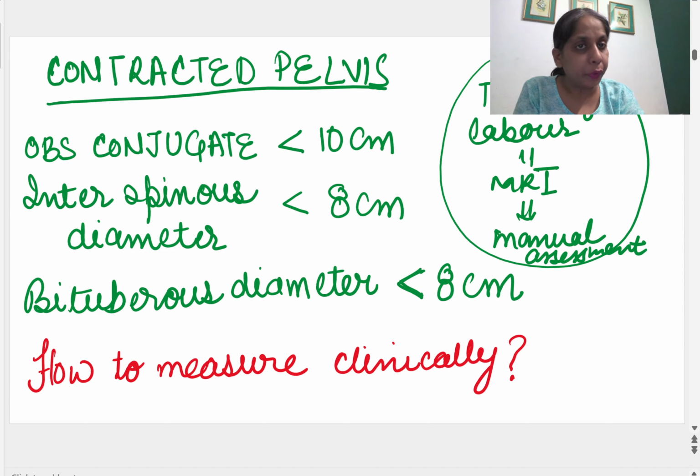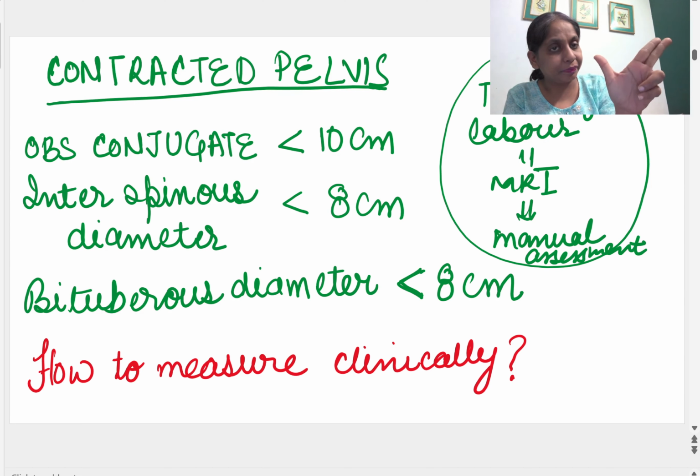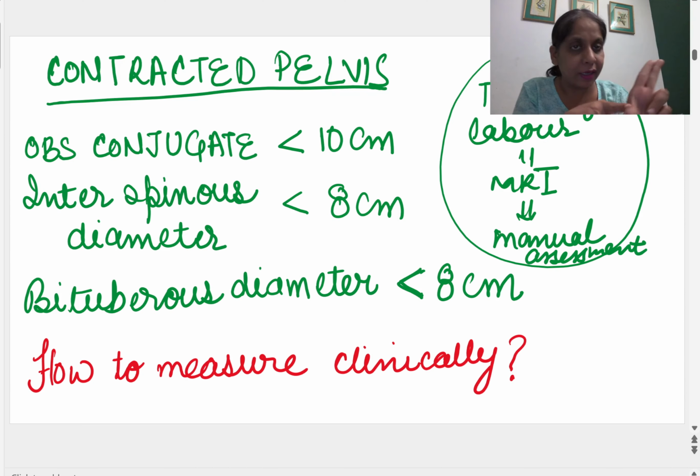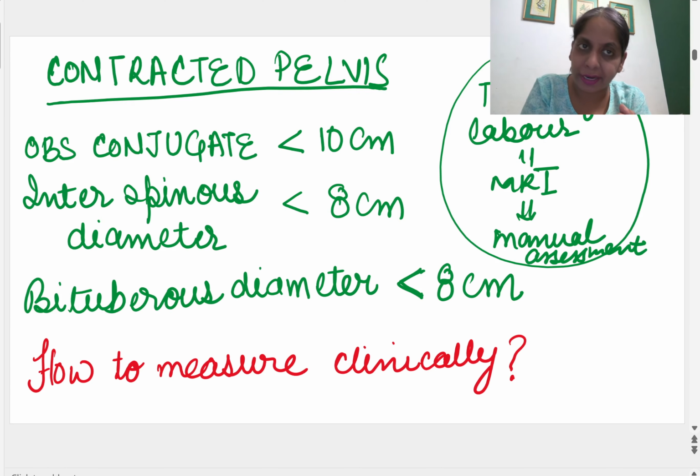Okay, I already told you how you will measure the obstetric conjugate. You will keep your fingers like this, diagonally in the pelvis, and you will measure how much of your finger length is involved, and then you will measure the finger length. And for the interspinous diameter, we will put these two fingers like this and try to feel the spines. Both ischial spines should not be felt simultaneously. If both are being felt, it means the diameter is very small and it is a contracted pelvis.